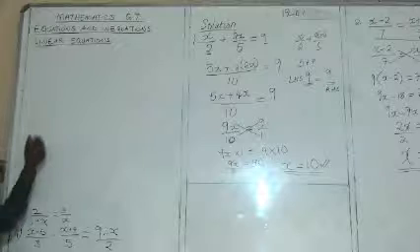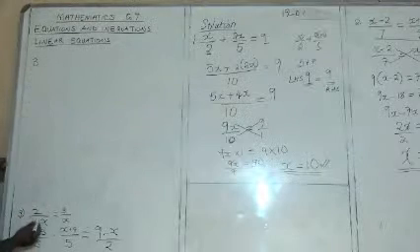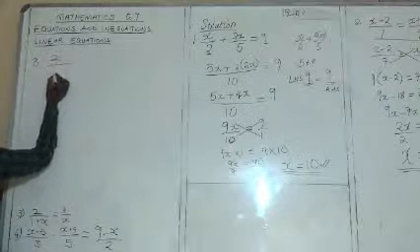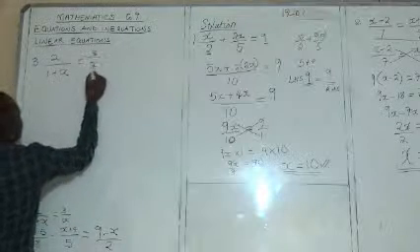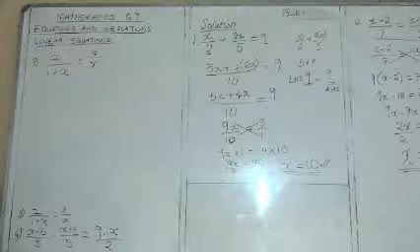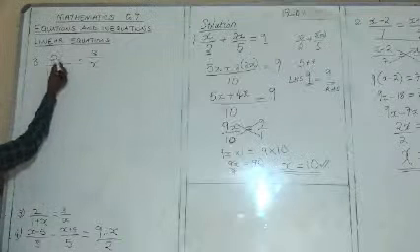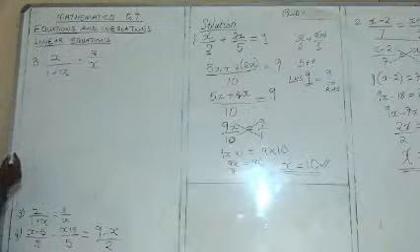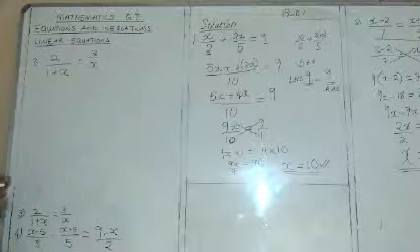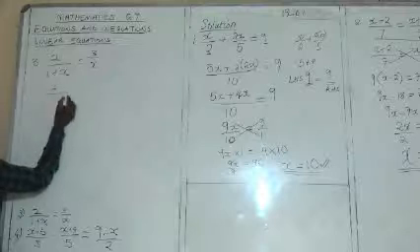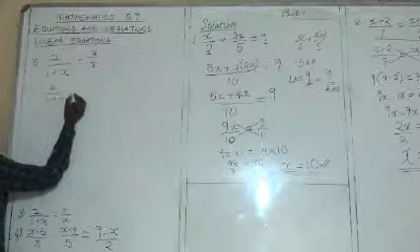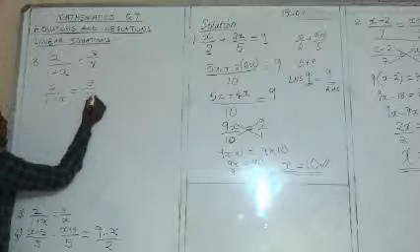Okay, so the third question, what we have is question 3. We have 2 over 1 plus x, okay, is equal to 3 over x. Okay, so like we did for question 2, we should do the same on this one. So what we have is this side you have 2 over 1 plus x, and the other side you have 3 over x. So we should just cross multiply. So that is the first step.